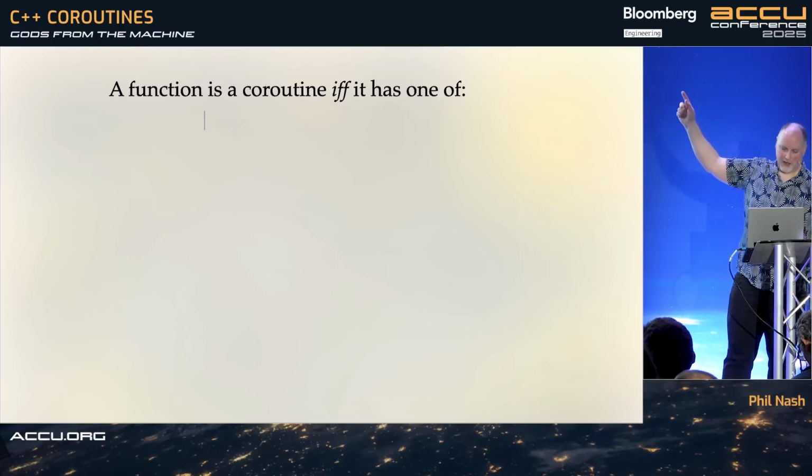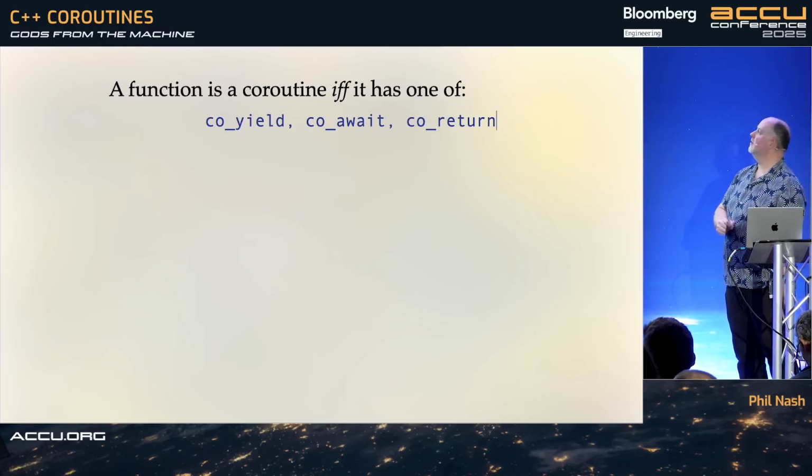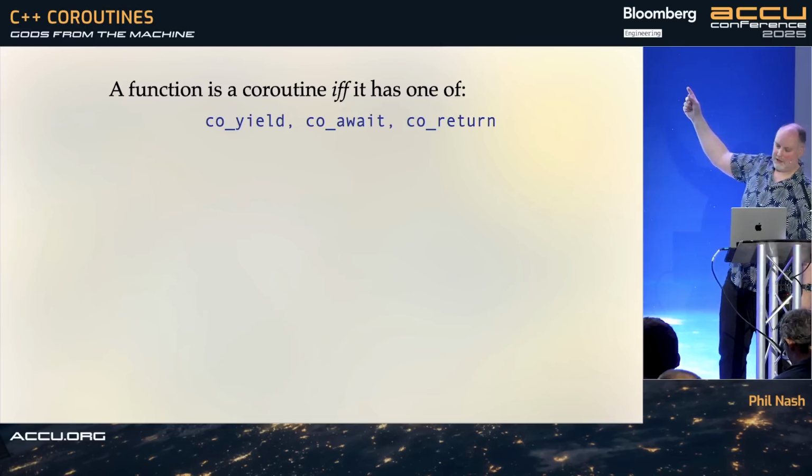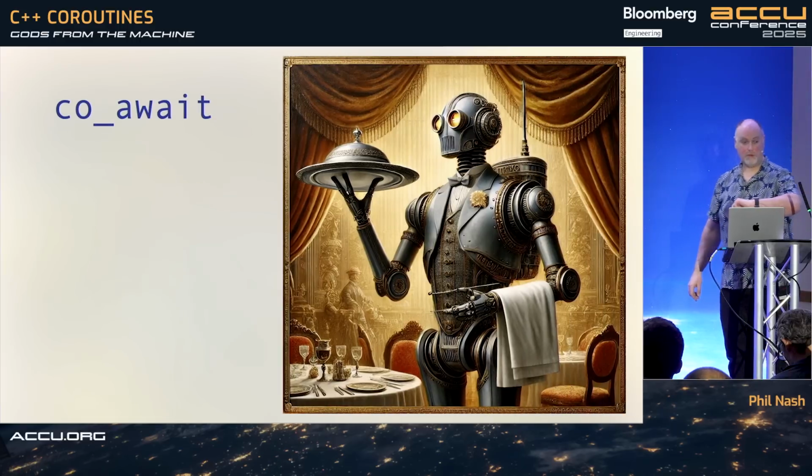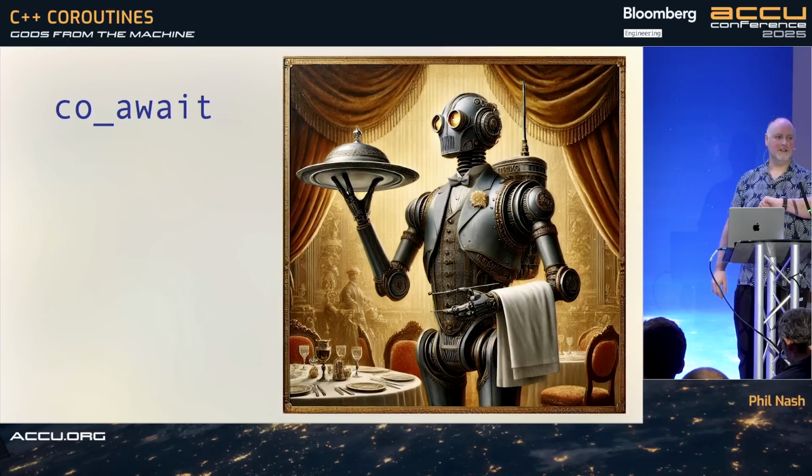Now I'm saying this again because we've looked at co_yield, we've looked at co_return, we haven't looked at co_await. We have 4 minutes to cover awaiters. Ready?